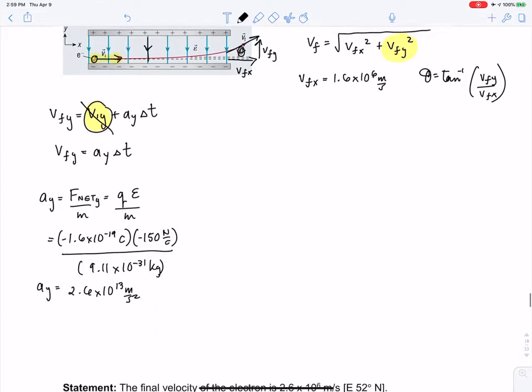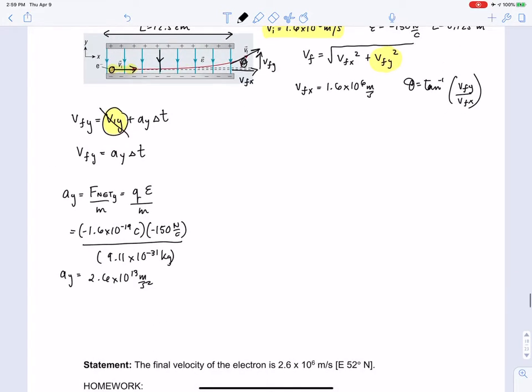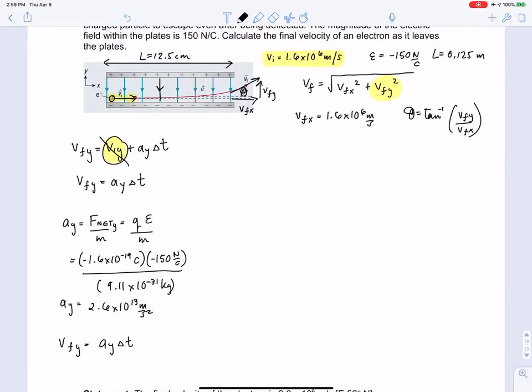So we can use this to find the final y velocity, which is ay times delta t. The only problem is we don't know what delta t is. We don't know how long this electron will spend traveling across that 12.5 centimeters. So how long will it take the electron, whose horizontal speed we know is 1.6 times 10 to the power of 6 meters per second, to travel 12.5 centimeters?